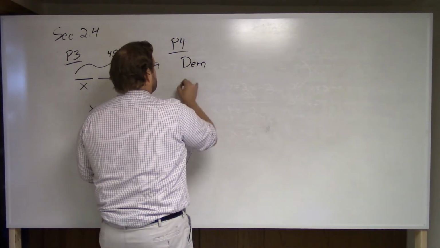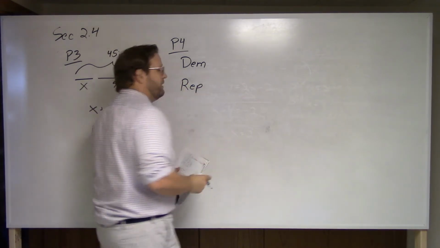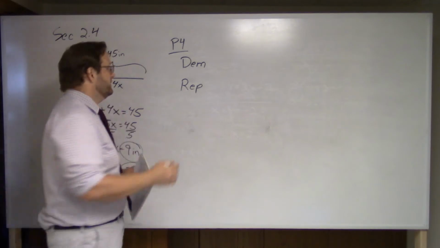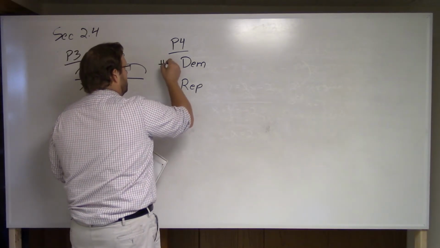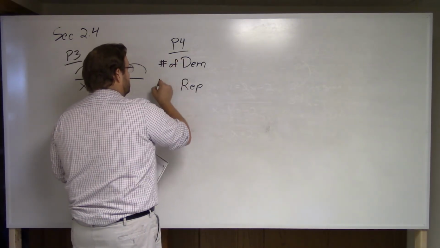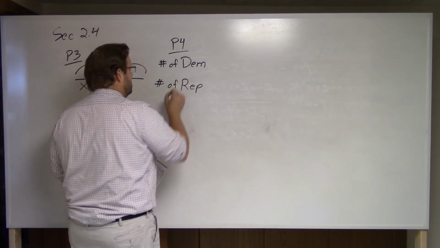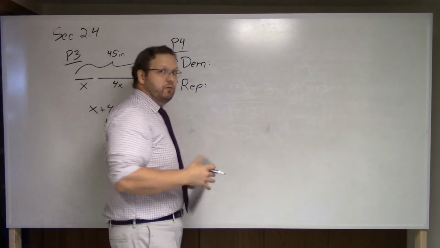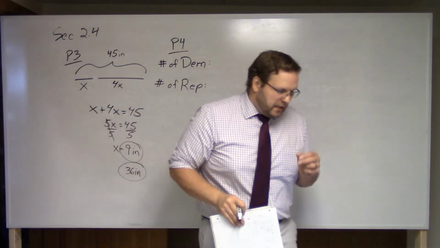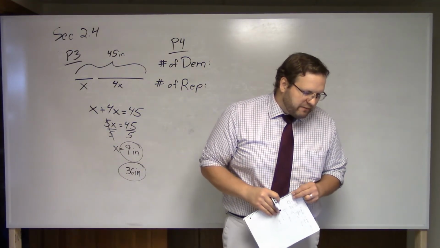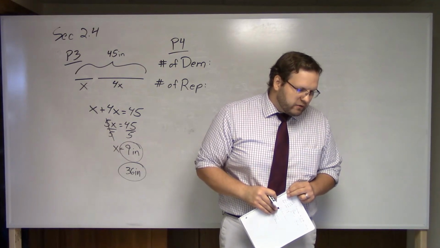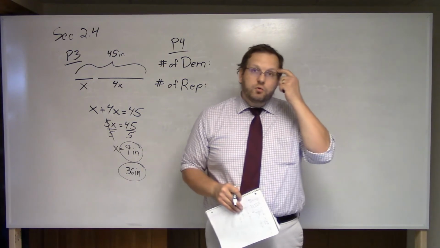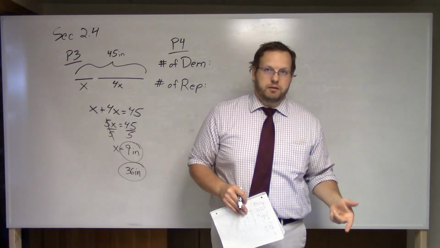I've got Democrats, I've got Republicans. Okay? Now, what about the Democrats and Republicans? We're talking about the number of Democrats, number of Republicans. Now, let's see if we can describe those. Again, it says in 2015 there were 7 fewer Democratic state governors than Republican state governors. 7 fewer Democrats than Republicans.